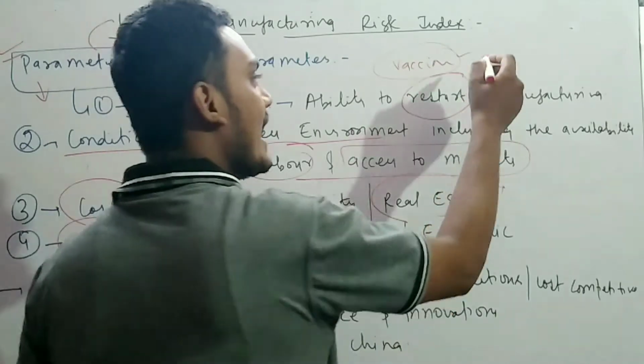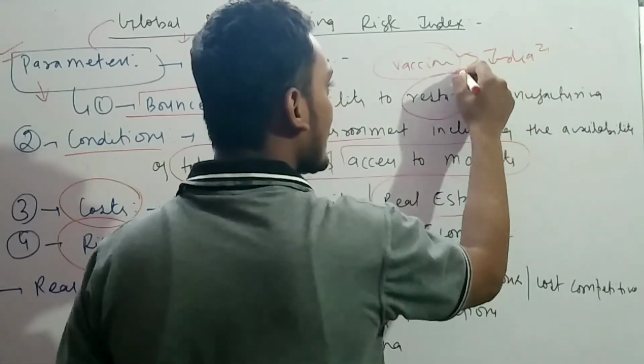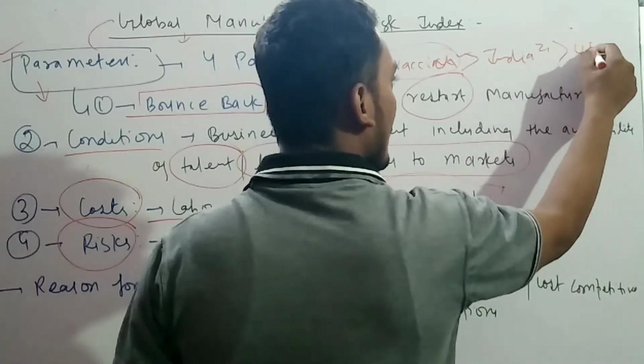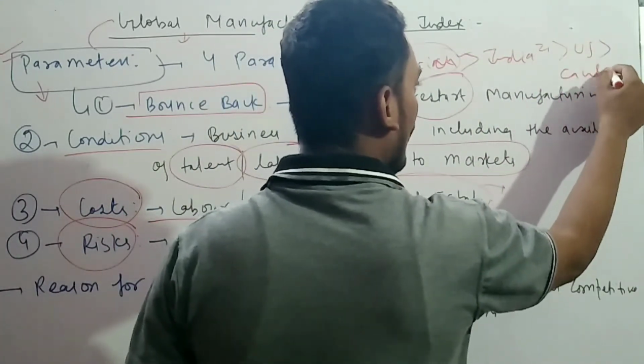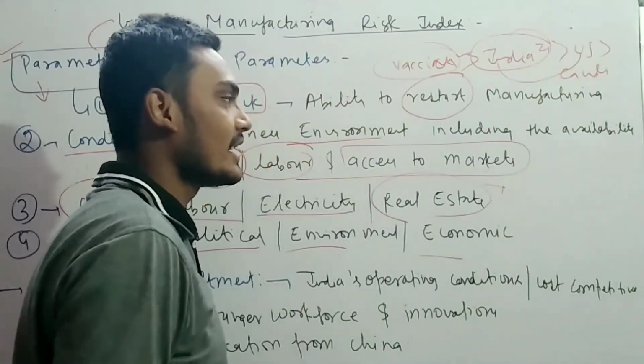As you know, now India is at the second position. India is second, and here is China, then the US, and after that Canada. So what is the upliftment? From the third position, India is now at the second position.